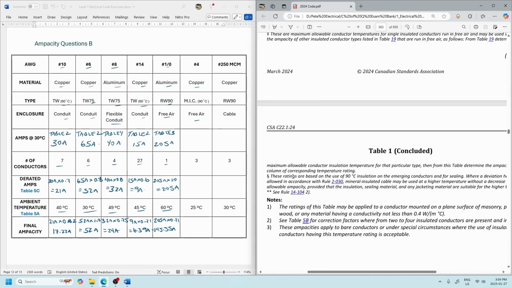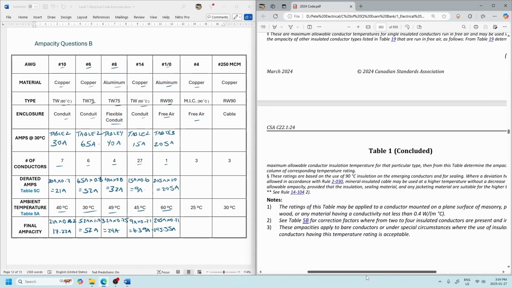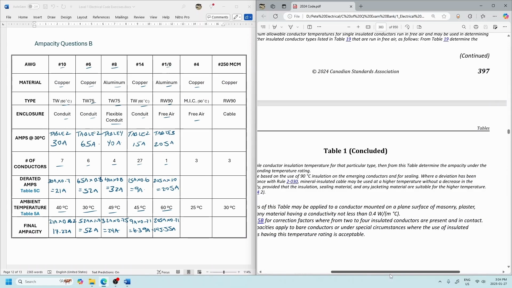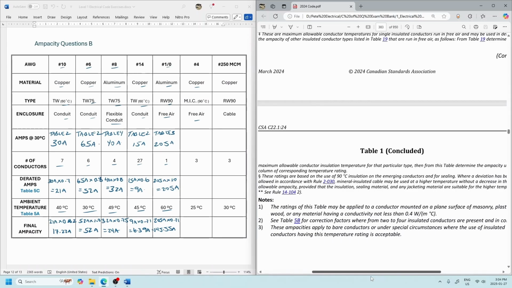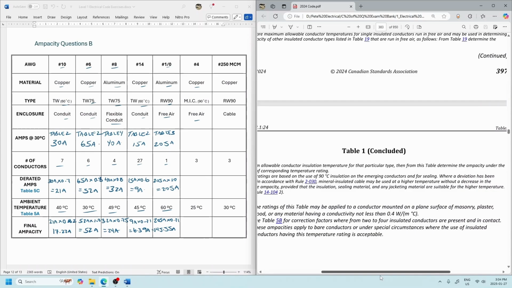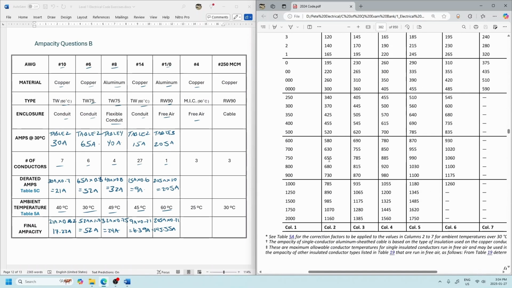Ratings are based on the use of 90 degrees insulation on the emerging conductors, and for sheathing, where deviation has been found allowed in accordance with rule 2.030, mineral insulated cable may be used at a higher temperature without a decrease in the allowable ampacity, provided the insulation, sealing material, and any jacketing material are suitable for the higher temperature. Okay, so let's take that at 90 degrees, guys.